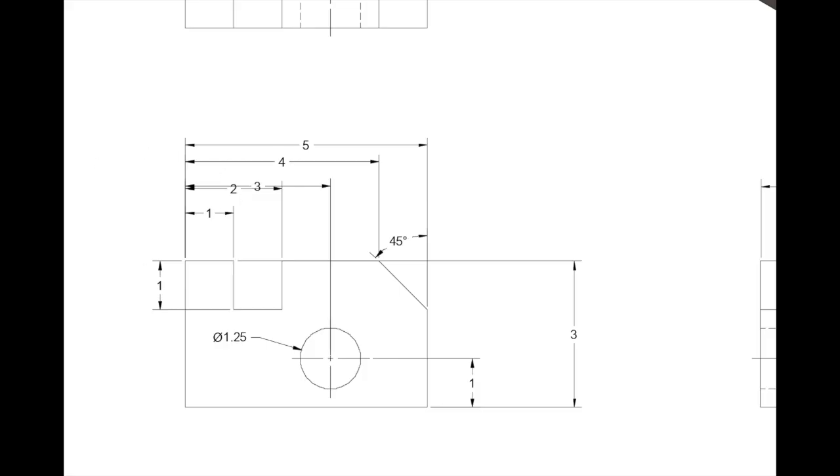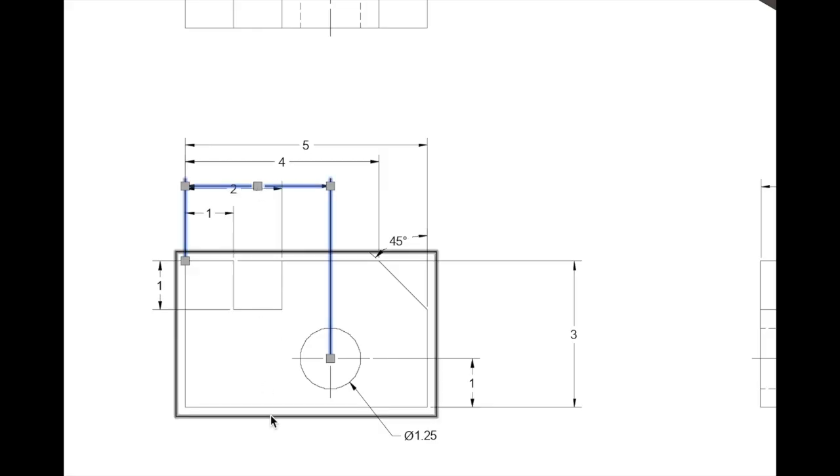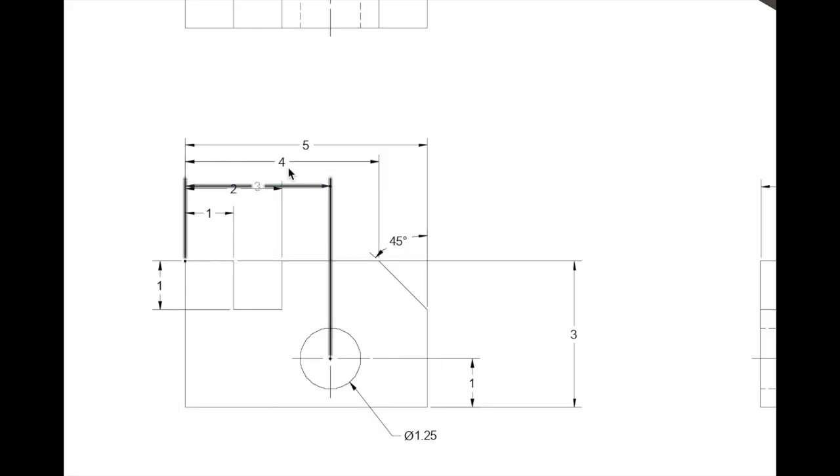So let's organize this mess of dimensions. First off, you should never have any dimensions on the actual part. So I'm going to move this dimension somewhere down here. I want to try to keep my dimensions close to the actual feature. So I'm going to move this 3 down to the bottom of my view. And I'm going to move this 45.